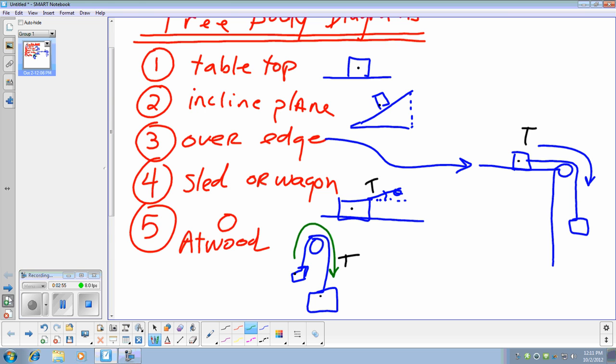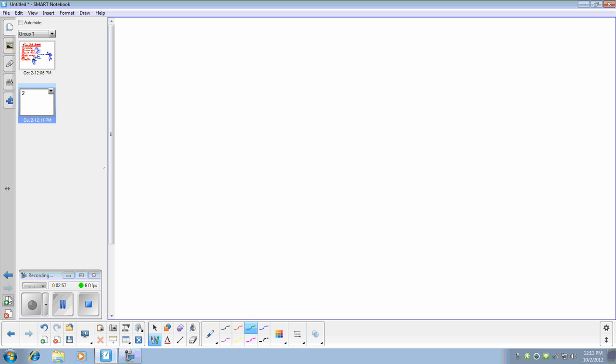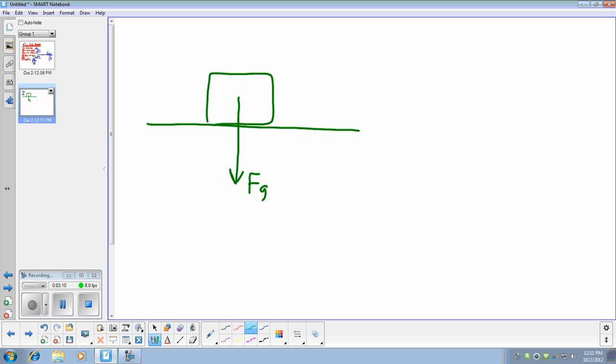All right, let's get a new slide. Let's do a few quick reminders before we go anywhere. Let's remind ourselves that on just any box, we're going to see first the force of gravity. Now, force of gravity can be written a few different ways. We can write it F of G. We can also write it just as a capital W for weight. Sometimes you might even see it as a lowercase w.